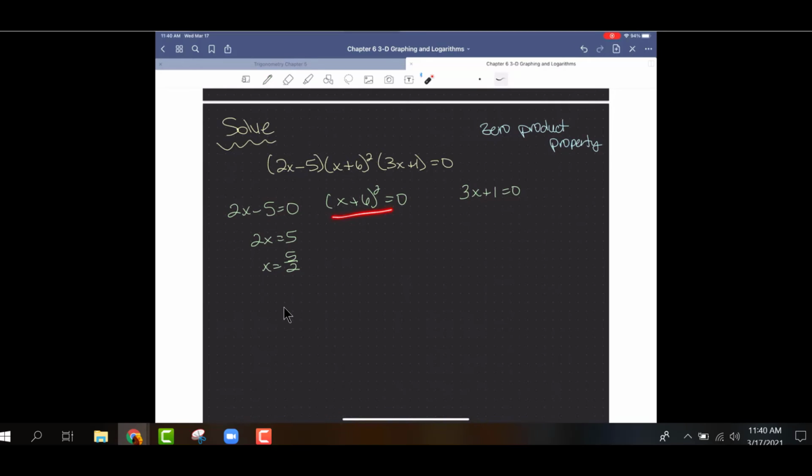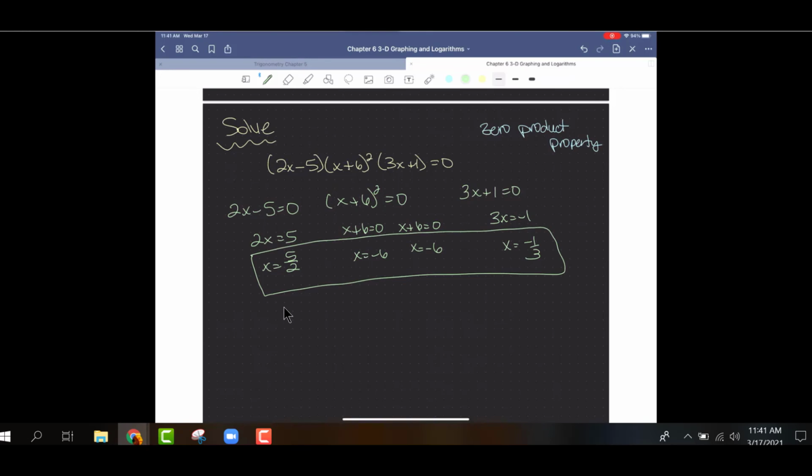On the second one, you've got a couple options. You can take the square root of both sides, or anytime something is squared, it is multiplied by itself. So if you wanted to, you could even write it as x plus 6 equals 0 and x plus 6 equals 0, which is going to give us x equals negative 6, and this one's going to be the same thing. And then on the last one, you're going to what? Subtract 1 and then divide by 3. Okay. And technically all 4 of those are your answers.